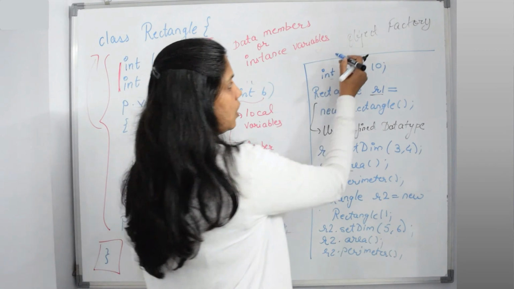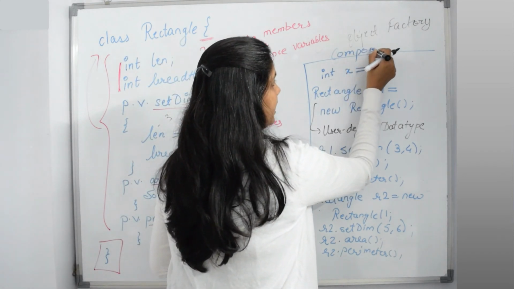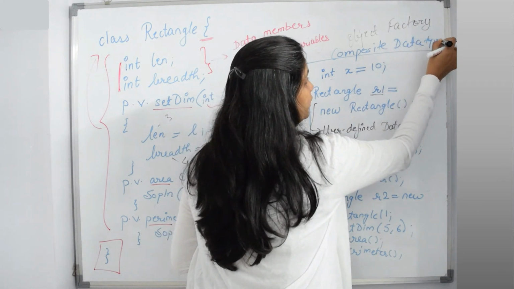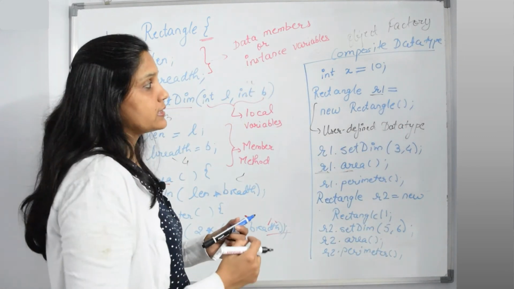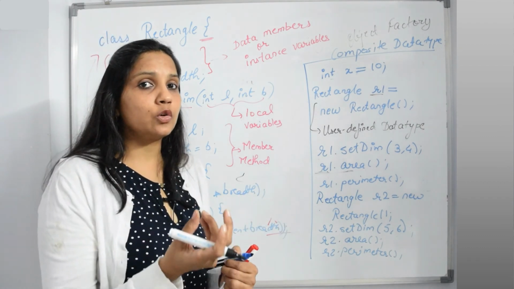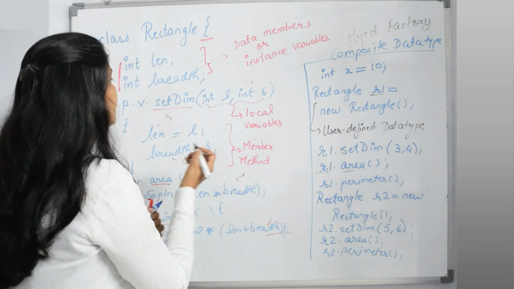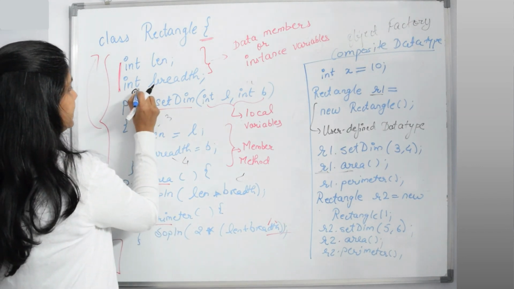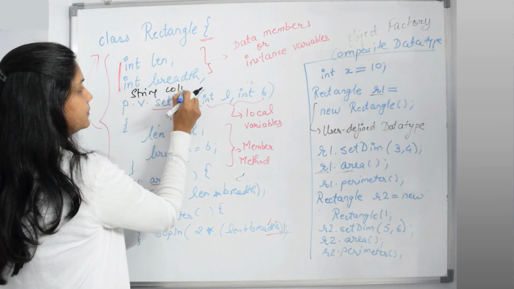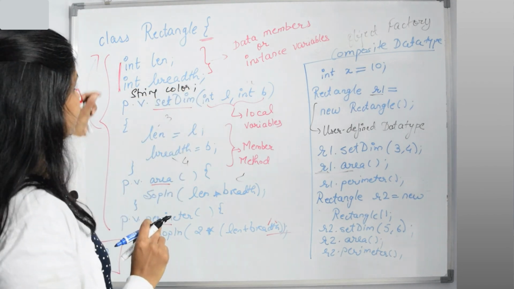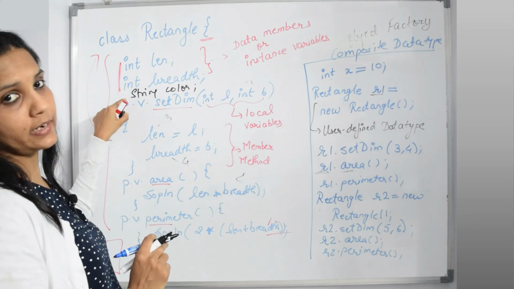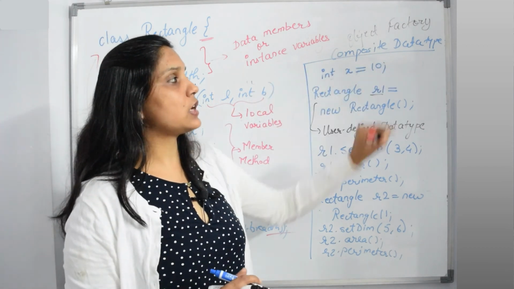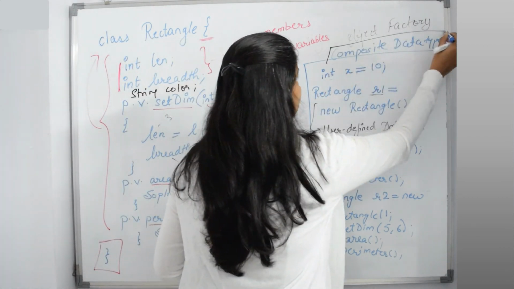Classes are also called as composite data type. Composite because it is composed of different data types. So for example, when you want to create a rectangle, you want to provide the color of the rectangle, I can go here and I can add a variable, say string and color. The moment I do this, you can see it is composed of different data types. Hence, classes are also called as composite data type.